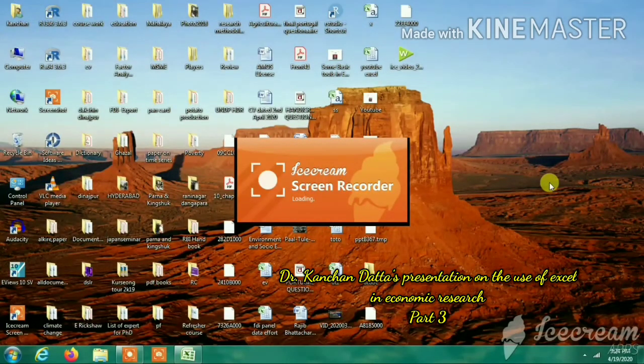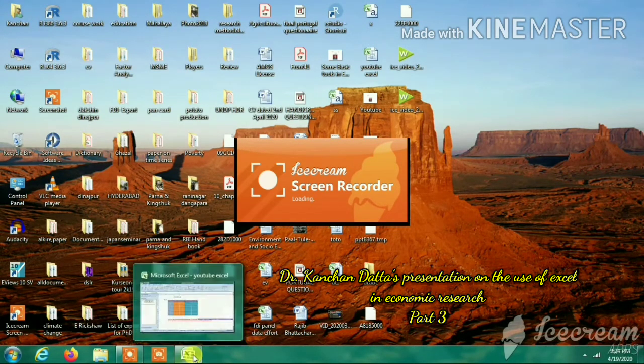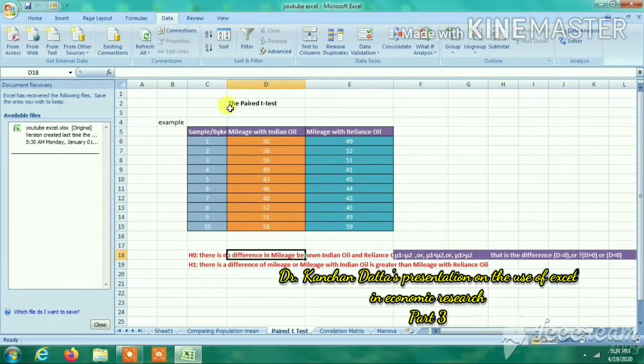Hello. Now we are going to analyze another test known as the paired t test. In this test we have taken a sample of 10 individuals using motorcycles, and the mileage per liter has been counted. Once they are using Indian oil, and after that they are using Reliance oil. Our objective is to investigate whether there exists any mean difference in the mileage per liter between these two populations, Indian oil and Reliance oil.